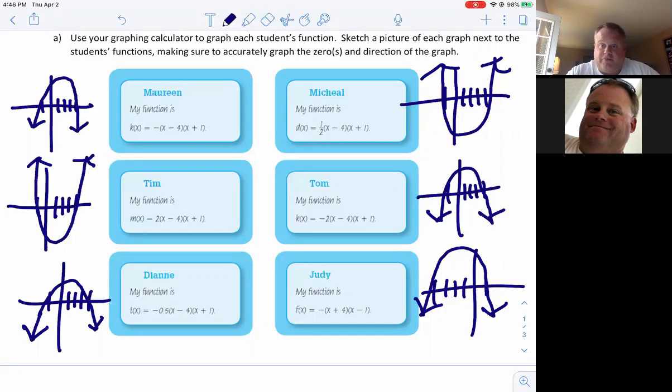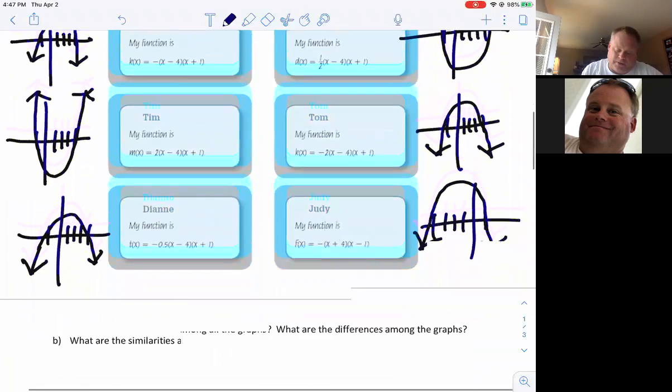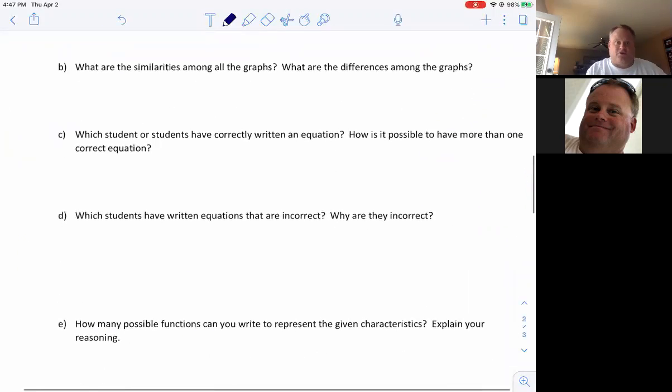I use my graphing calculator to do it, and some of them are thicker than others. Remember, we're just kind of trying to sketch this, right? So we're not trying to get all fancy with it. But yours should pretty much look like mine. So if you need to pause this and double check, do that now. Otherwise, I'm going to keep going. So we're going to answer some questions based on that information.